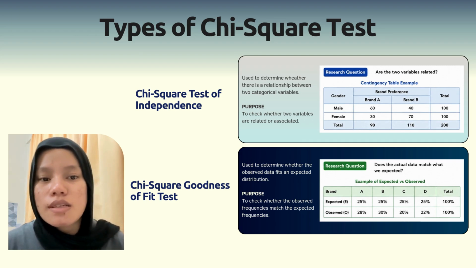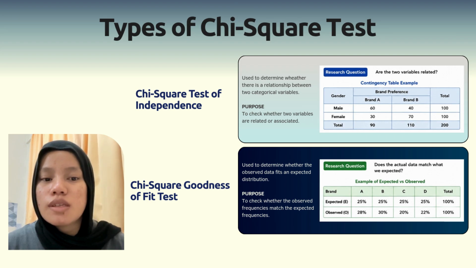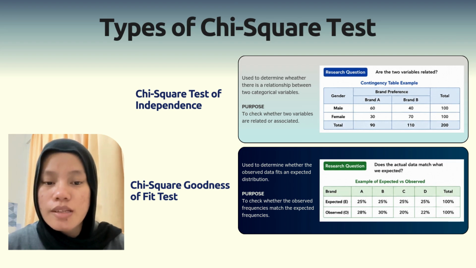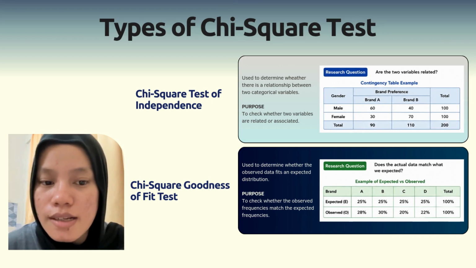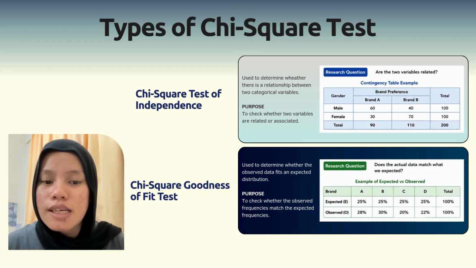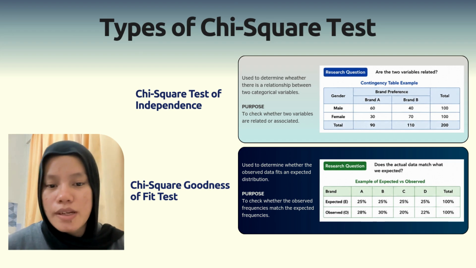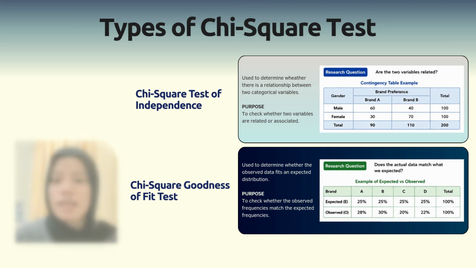The second type is the chi-square goodness of fit test. This test is used to determine whether the observed data match an expected distribution. For example, if we expect customers to choose 4 brands equally, the goodness of fit test can determine whether the actual preference differs significantly from the expectation. So in summary, the test of independence examines the relationship between two variables, while the goodness of fit test compares observed data with expected data.